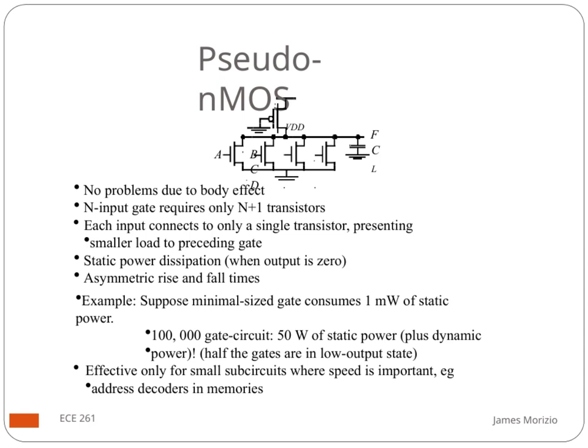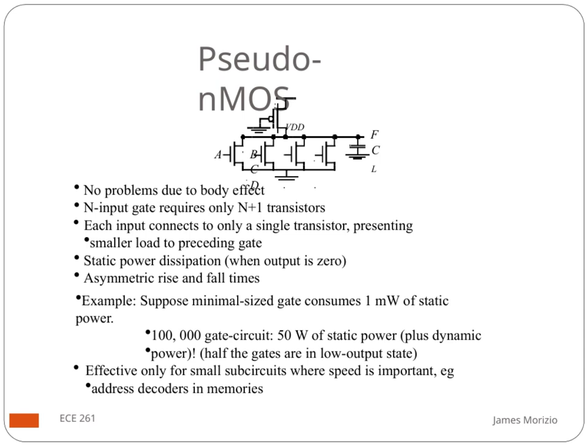in other designs. When implementing an N-input gate, we only need N plus 1 transistors, which is quite efficient. Each input controls exactly one transistor, reducing the load on the previous stage compared to other logic types. However, there are some trade-offs.